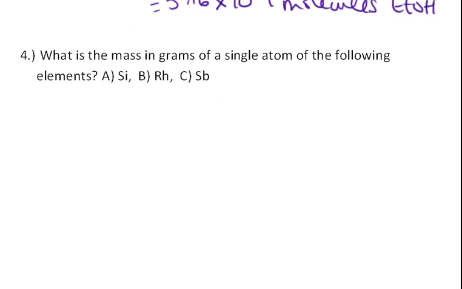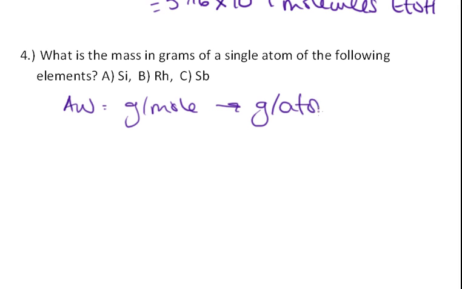Okay, in this last one, you're asked to find the mass of a single atom of the following elements. So we need to go from the atomic weight, which is grams per mole, to grams per atom. So for silicon, you just start with the molecular weight, which is, let's see here, 28.09 grams in 1 mole.